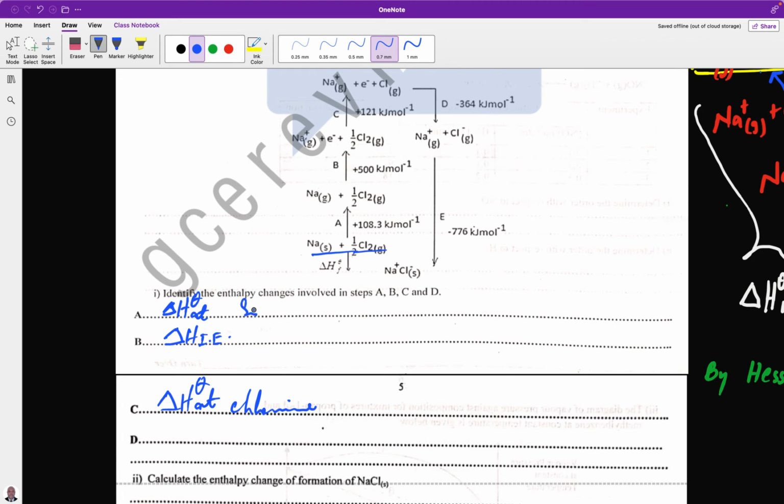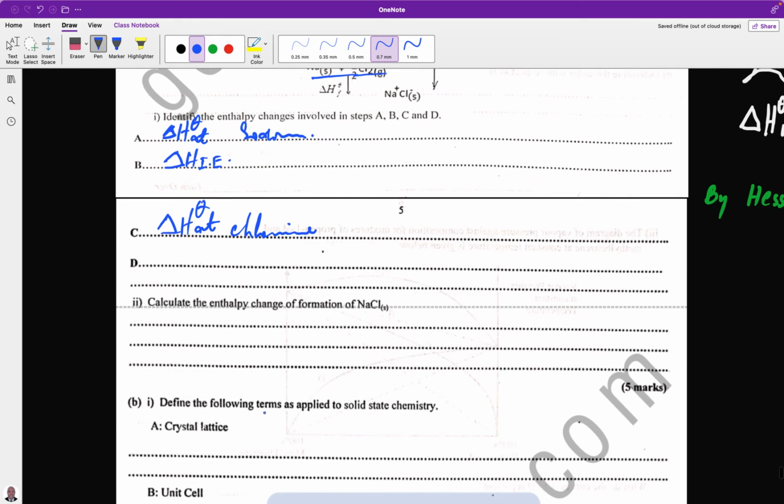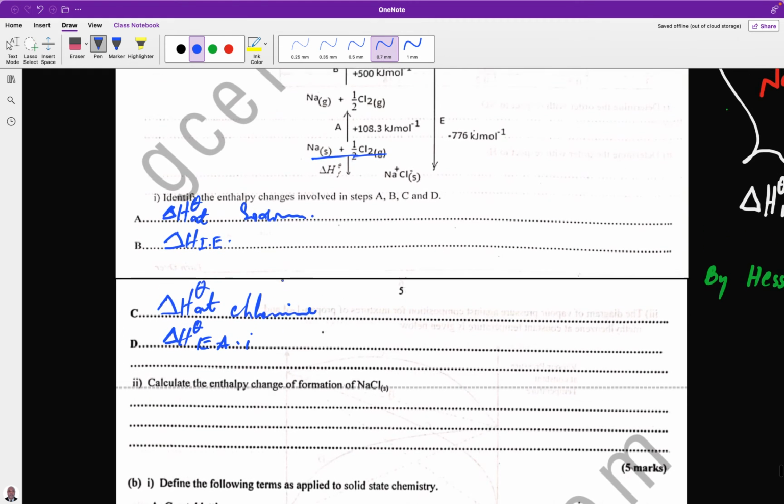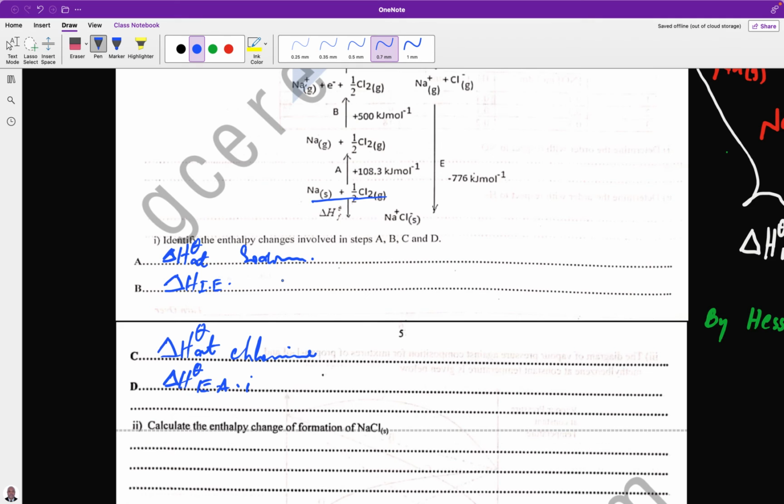But the other one was sodium. Then D. After the enthalpy change of atomization of chlorine, D is the first electron affinity of chlorine. That is D, the first electron affinity of chlorine. Then if you go to E, E is the lattice energy of sodium chloride.